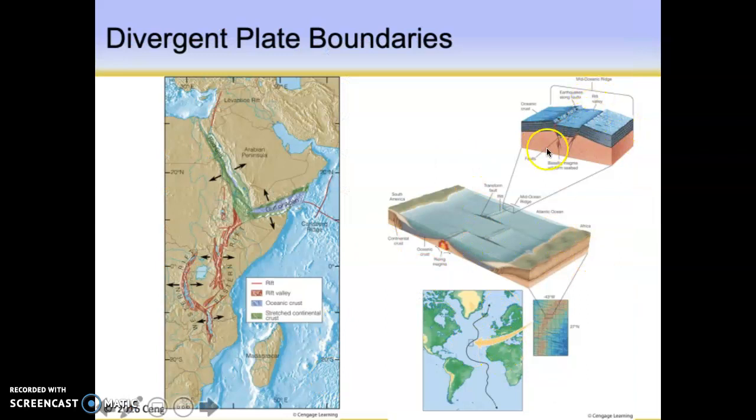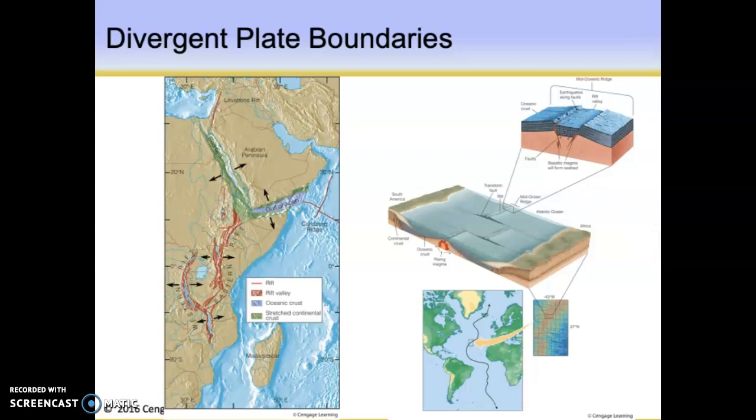And you can see if you go to the crest of the mid-ocean ridge, you will find a rift valley. It has normal faults on either side. It has volcanic activity in the middle as it continues to produce more material.